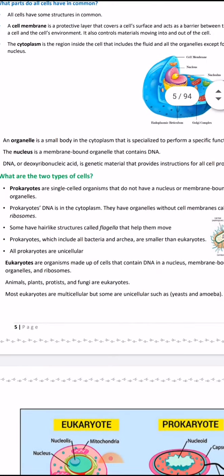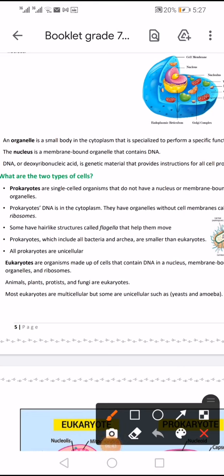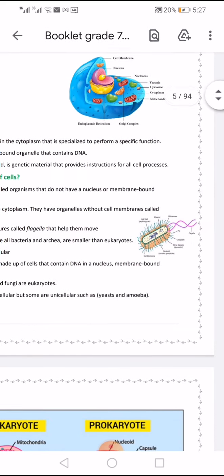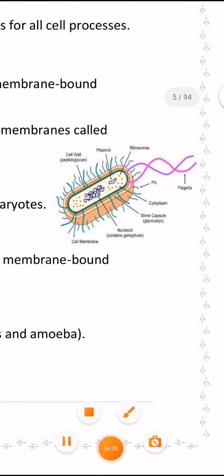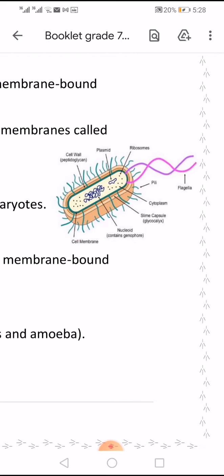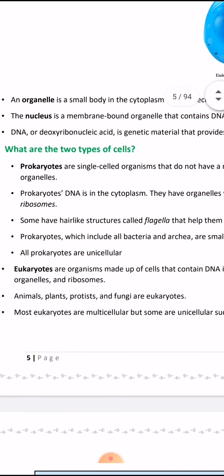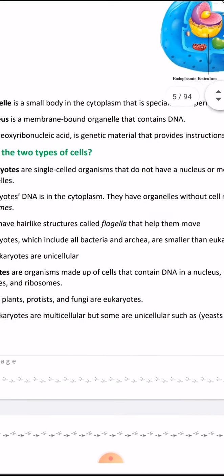They also have a hair-like structure called flagella. This is very important. A type of prokaryote cell has a hair-like structure called flagella that helps them move. Look, this green hair-like structure is called flagella. The flagella help the cell to move.